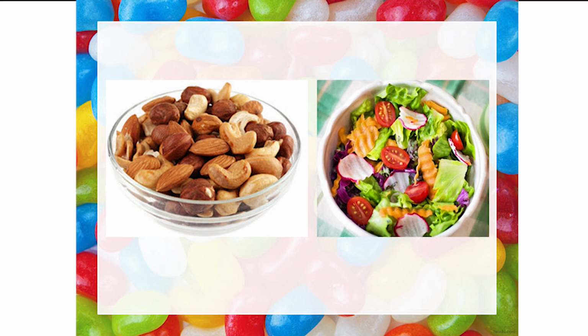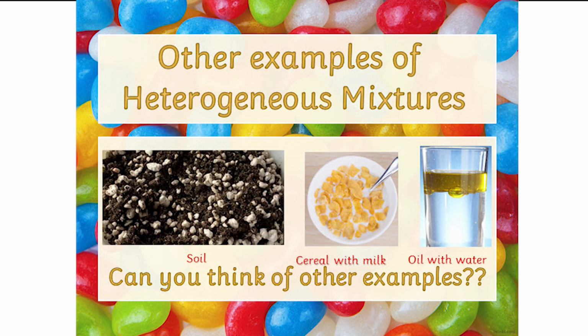What do we call this type of mixture? Heterogeneous mixture. Other examples of heterogeneous mixtures: the soil, cereal and milk, water and oil. Look how the substances forming soil are easily shown. I can take a rock by my hand. In the cereal and milk, the mixture isn't uniform as well. I might take a spoon of milk only, or pick up a piece of cereal alone.